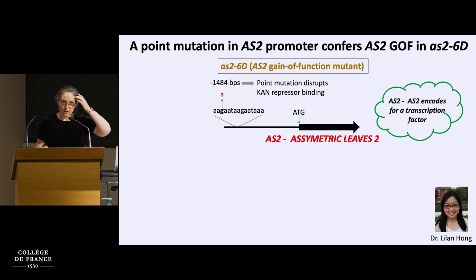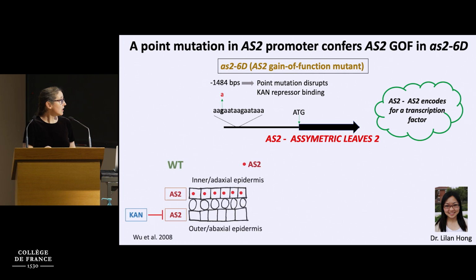So then, of course, we clone the gene, figure out what it is, and it's a mutation in the promoter of a transcription factor, asymmetric leaves 2. So asymmetric leaves 2 is a known transcription factor. It's involved in making symmetric leaves. This is not going to be a molecular talk. We're not going that direction. We're going toward growth. But what I want you to know is what's wrong with this mutant.